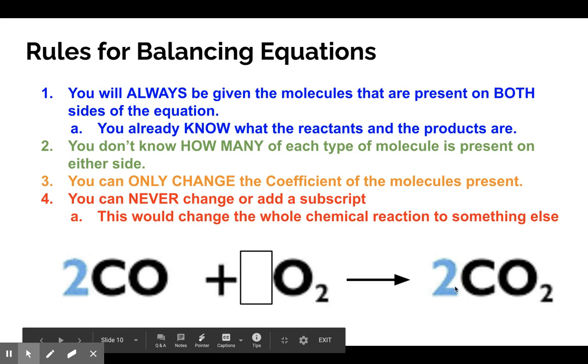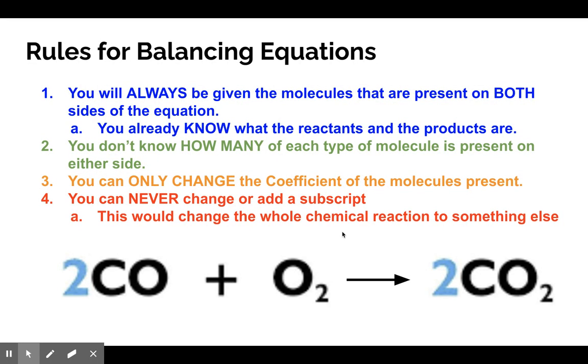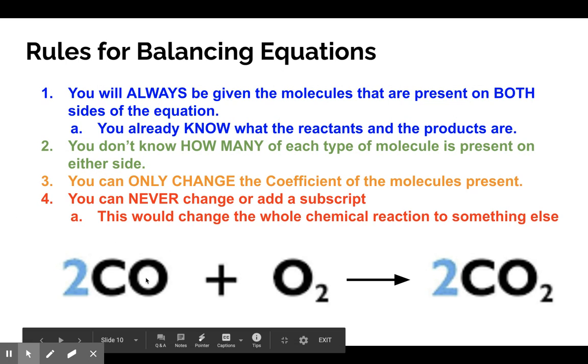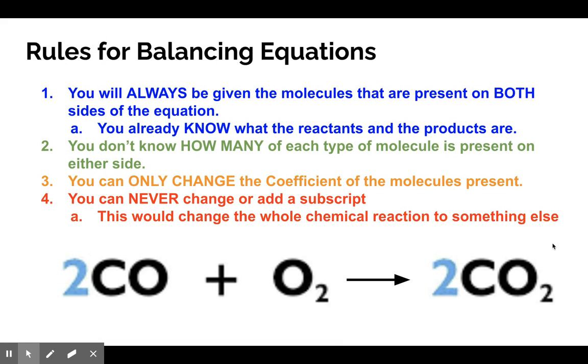So I'm balanced. I don't need to do anything here. I can just leave that as a 1. So that's an example of a really simple balancing of a chemical equation where we have carbon monoxide and oxygen reacting to create carbon dioxide.